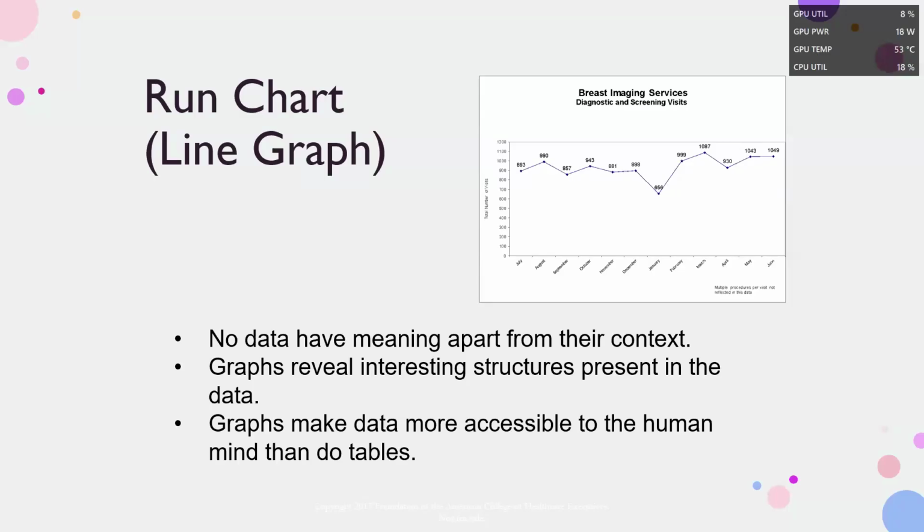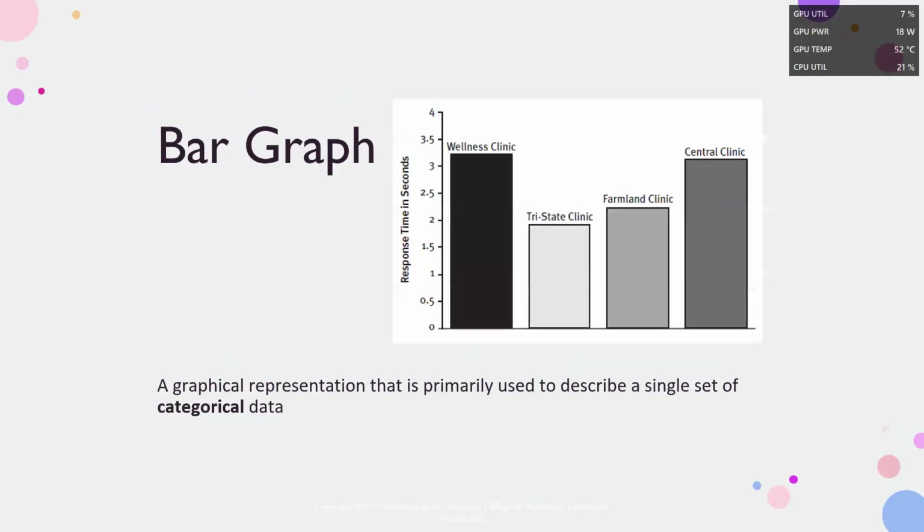This is a run chart, also referred to as a line graph, of a really basic, straightforward overview that allows you to see if we may have some issues. This is the volume of breast imaging services, diagnostic and screening visits. Now, data needs context. So when I look at this and I say, okay, what happened in January? Why did we do fewer visits? Is that the holidays? Was it a snowstorm? Right? What's going on? So that is a great tool.